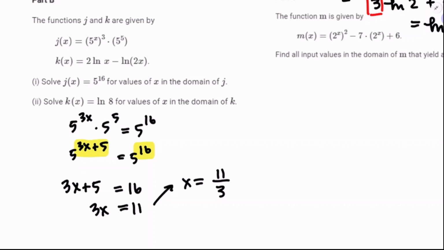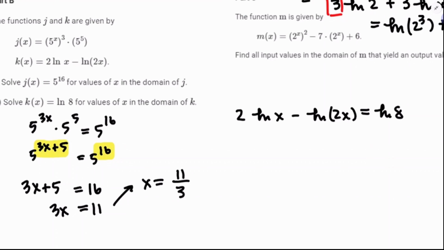Okay, section 2 of part B. k of x equals natural log of x. I'm going to say 2 natural log x minus natural log of 2x needs to equal natural log 8. What I'm going to do is combine these with log properties and then eventually take e to both sides' power. I think the first thing I see is this and that. These are both things I'm going to want to be looking at.